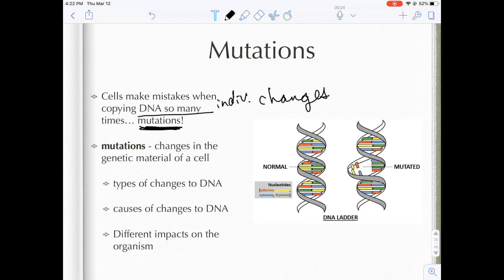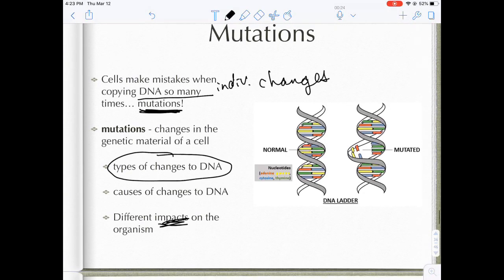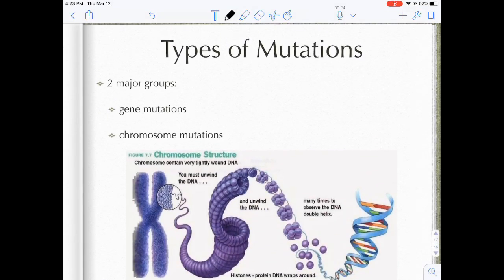So there's different types of changes. There's different ways the DNA can change. There's different reasons that the DNA changes. And there's also different impacts on the organism. Good impacts, bad impacts, neutral impacts. So that's what we're going to outline here. So in terms of mutations, when the DNA changes, whether because of environmental conditions or just because of an error made in replication, there's two main types.